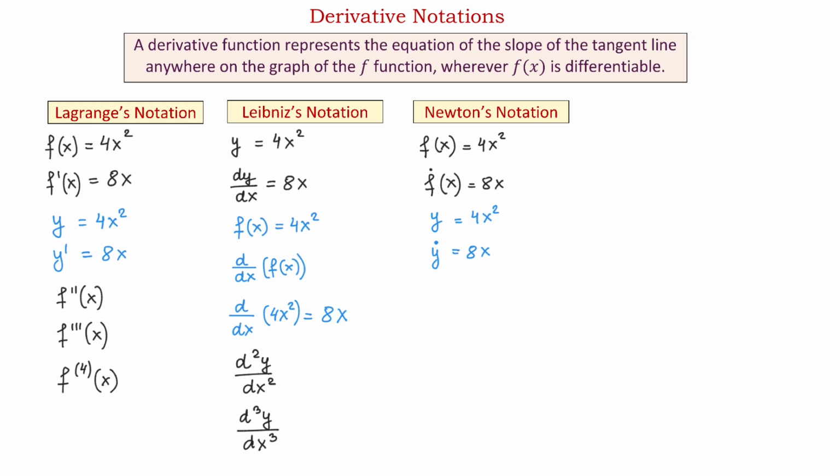Now for the second derivative, we use 2 dots. For the third one, 3 dots. And for higher order derivatives, we write a number that represents the order over a dot. So if we need the fourth derivative, we write y with a dot, and over the dot we write 4.